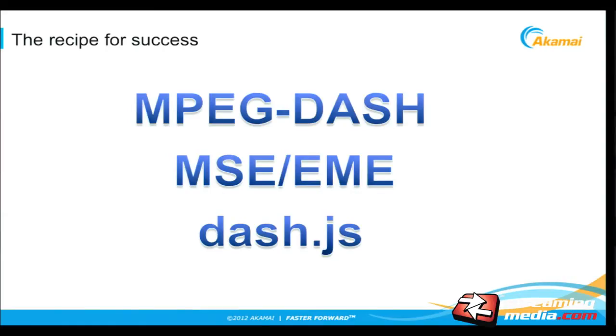We're trying to cook up something delicious here, and we have three ingredients to do it. We've got MPEG-DASH, we've got MSE EME, and we've got DASH.js. You may not know what these are. I'm going to describe very briefly what our core ingredients are, and then we'll see how they're mixed by our panelists. The MPEG-DASH, we've heard a fair amount in the show already. There was a session yesterday.